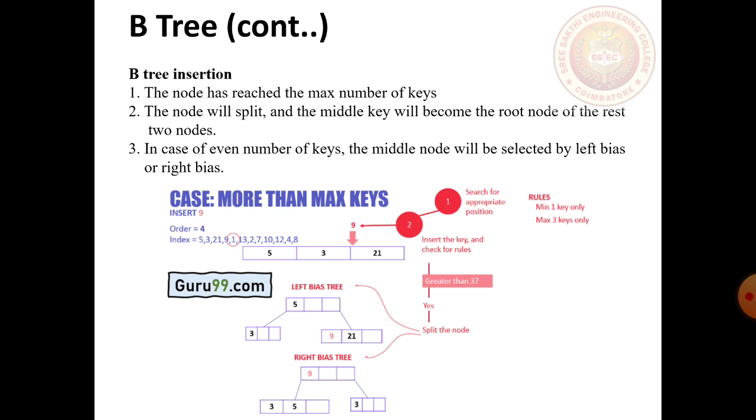So the remaining nodes will be inserted as left and right children based on the value of the root node. If it is less than the root node, it can be inserted as a left child. If it is greater than the root node, it can be inserted as the right child.